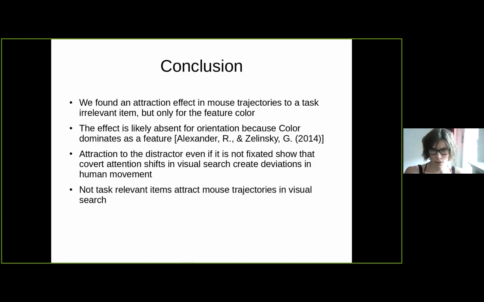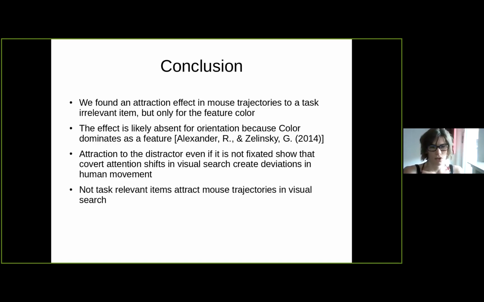That does not mean that the orientation effect is not there, just that it's not there in our experiment. It's quite possible that if we were to conduct a different experiment where color as a feature is just absent, and we would combine orientation with a different feature that's not so dominating, we would actually find an effect for orientation. That might be next.